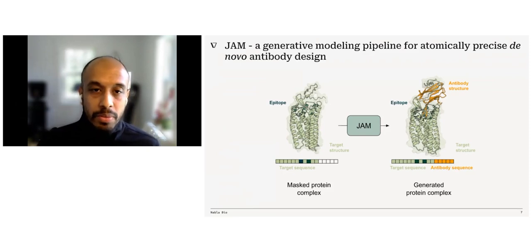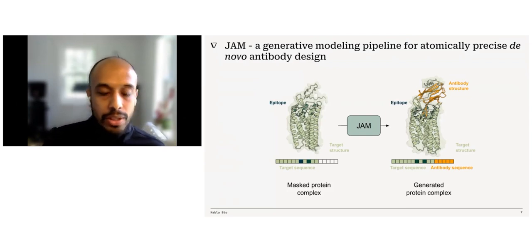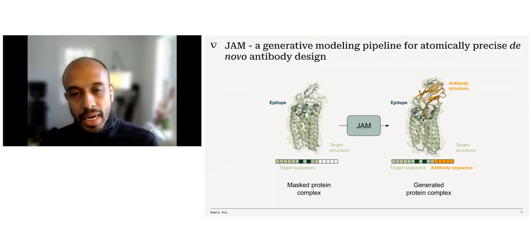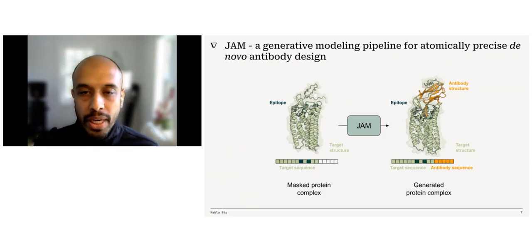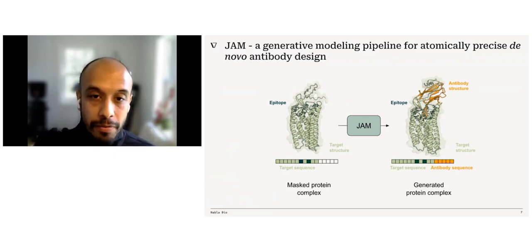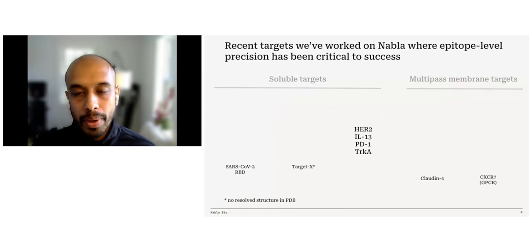In terms of input, what JAM will take in is a target sequence and potentially the structure of that target, as well as user-specified epitope residues on that target, shown in dark green. What JAM is trained to do is look at this as an unfinished protein complex. Given this unfinished protein complex, JAM will essentially fill in the blank or finish the protein complex by generating an antibody structure and sequence it thinks will engage that target at the specified epitope residues.